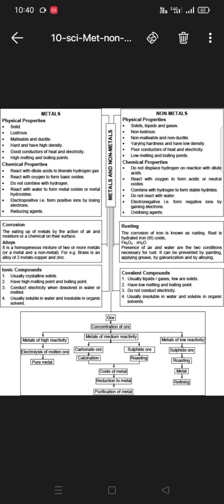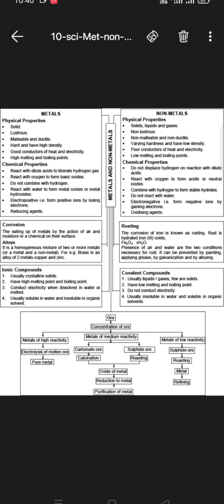And the last part of the chapter is very important, that is about ores. Like in the surroundings, children, when we go to the ground, like on sports day, we find many different types of pebbles and stones on the ground. Are all these stones black in color? No, it's not compulsory. We have different shades of colors.